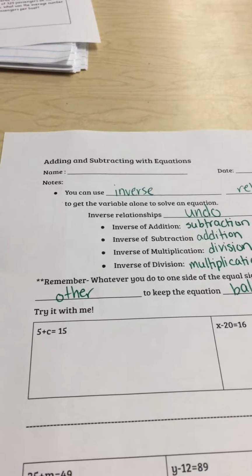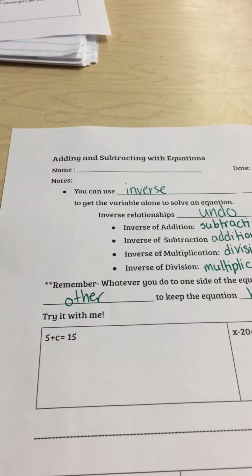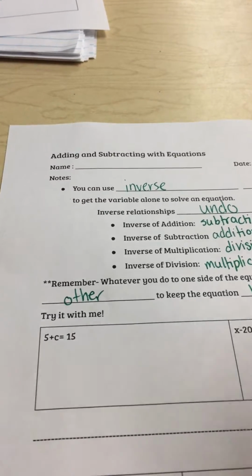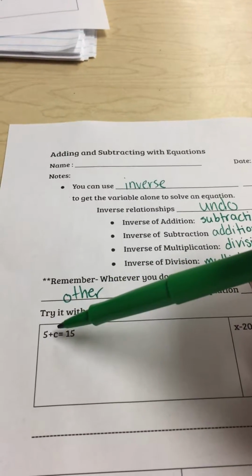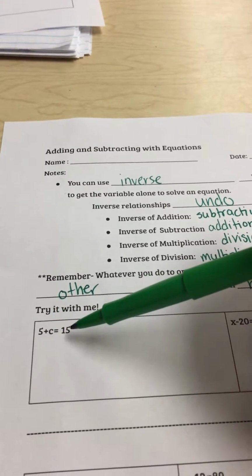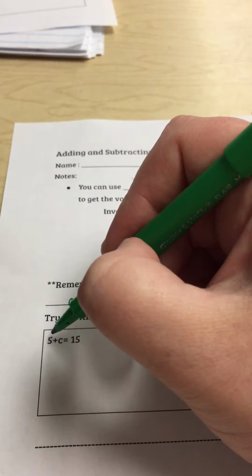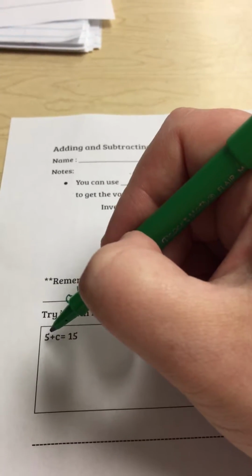Let's try one together. 5 plus c equals 15. Now remember, I said you always want the variable to be by itself at the end. So if the variable is on the left-hand side, we're going to try to move everything else on that side to the right. So right now, we're going to try to work with this 5. We have a positive 5 here. So what do we need to do?